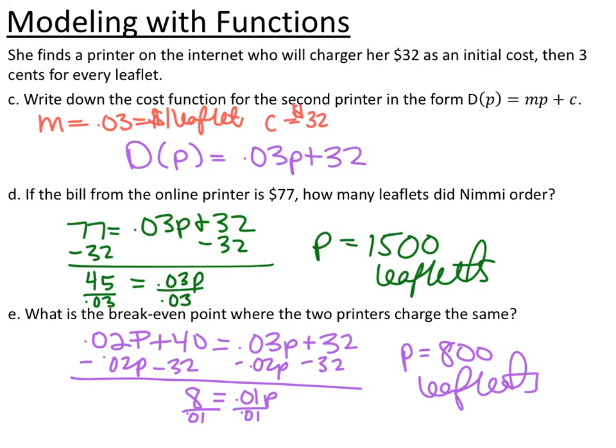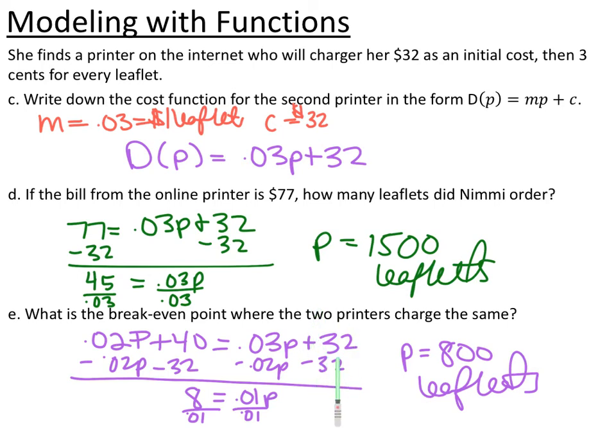So for the first one, same thing, 0.03 would be your slope because that's your change per leaflet, and then your initial value, even if you buy 0 leaflets, would be $32. So D of P is equal to 0.03 P plus 32. If the bill was $77, how many did she order? So set D of P equal to 77 and solve for P. Subtract 32 from both sides, divide by 0.03. It was 1,500 leaflets.